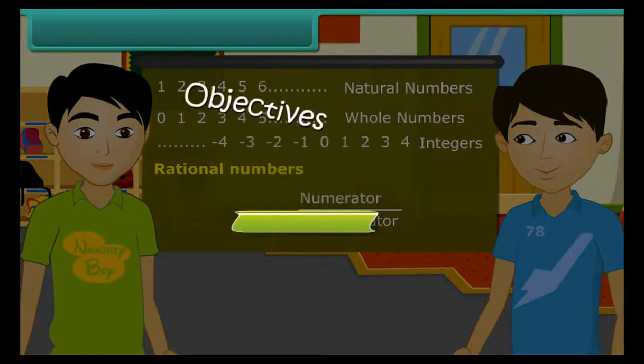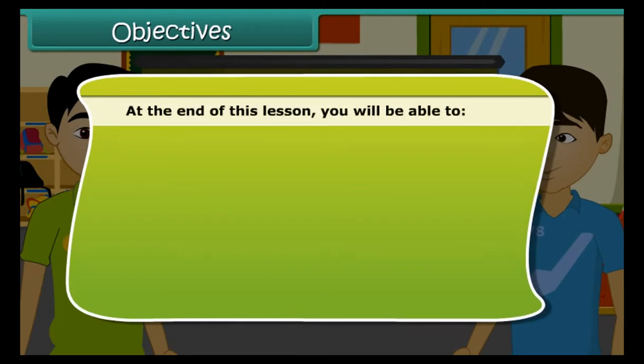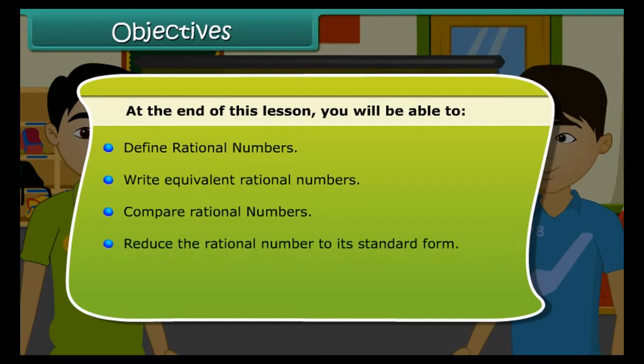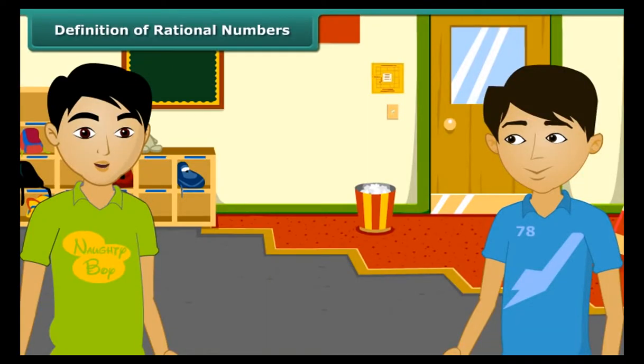Objectives. At the end of this lesson, you'll be able to define rational numbers, write equivalent rational numbers, compare rational numbers, reduce the rational number to its standard form, add, subtract, multiply, and divide rational numbers. The word rational arises from the term ratio.